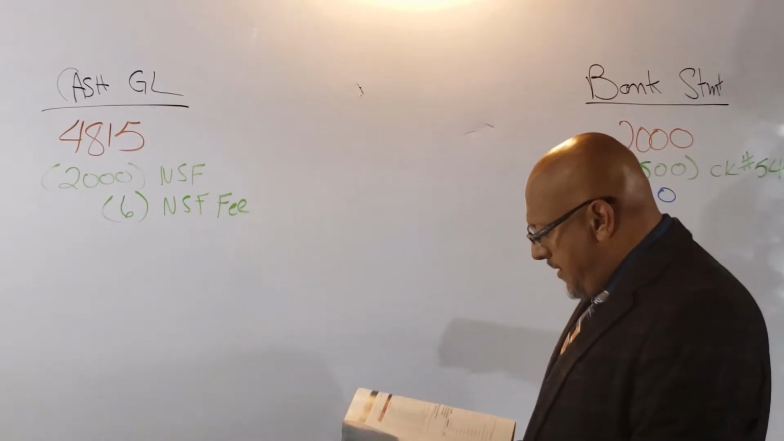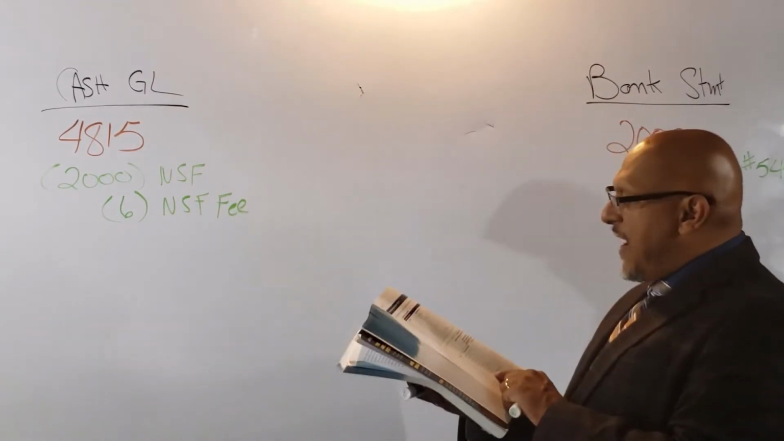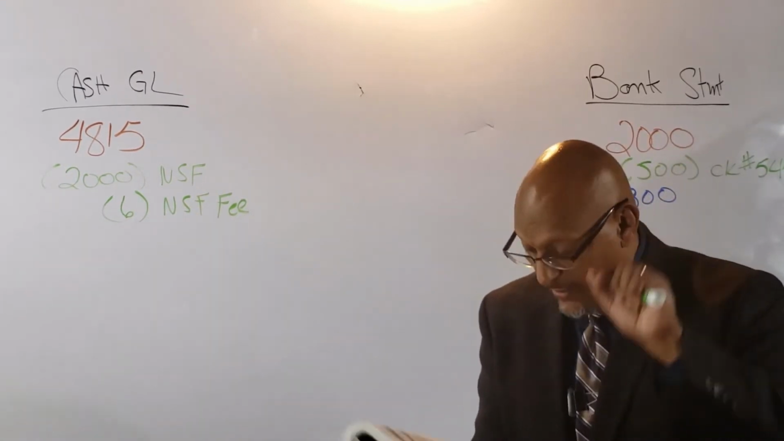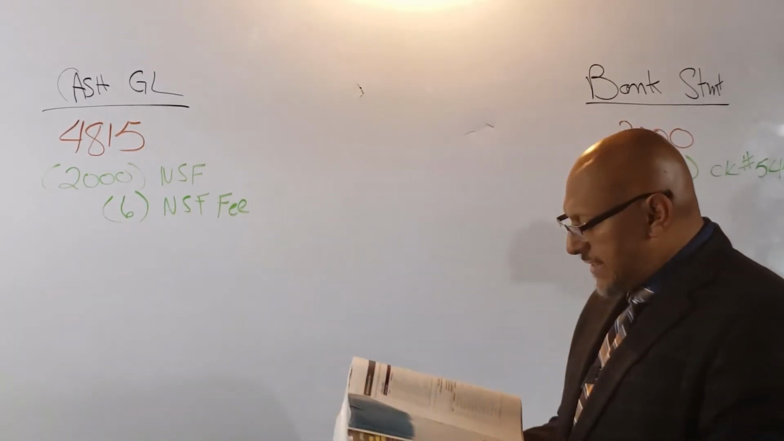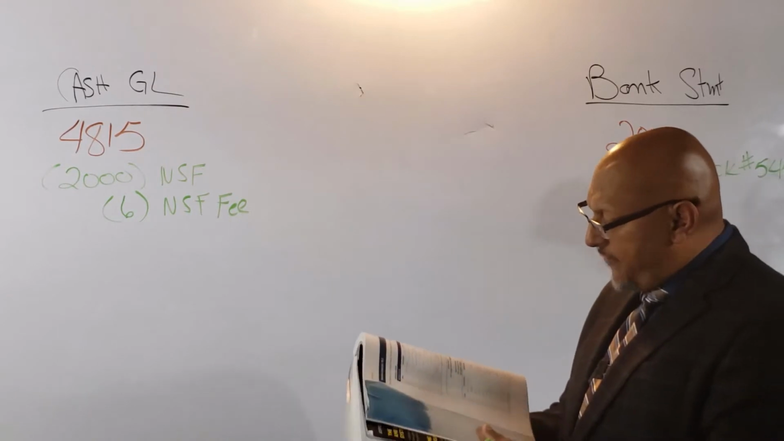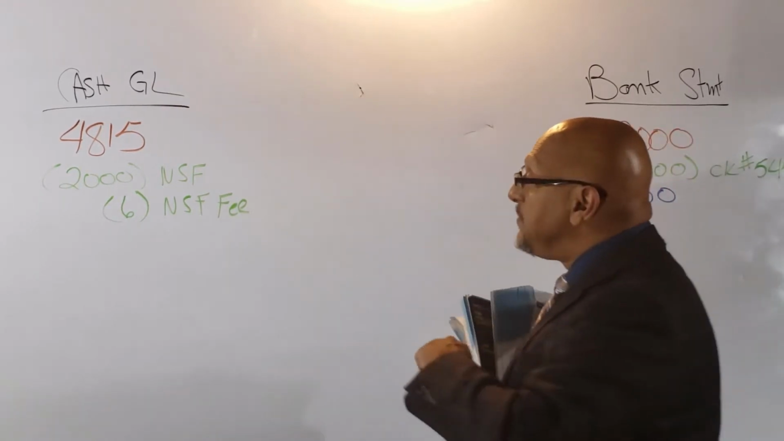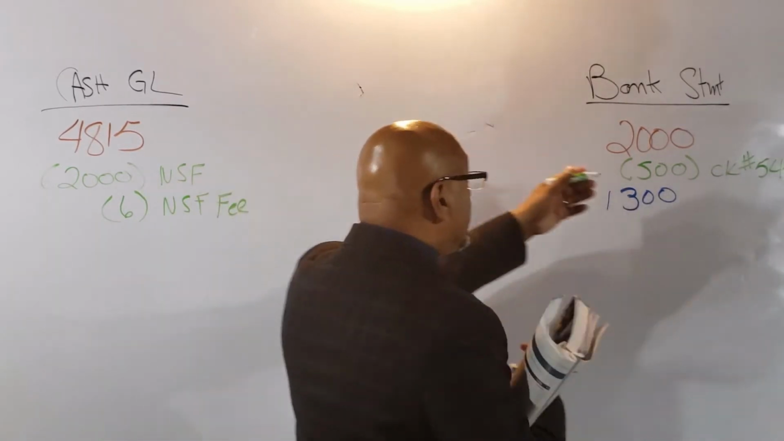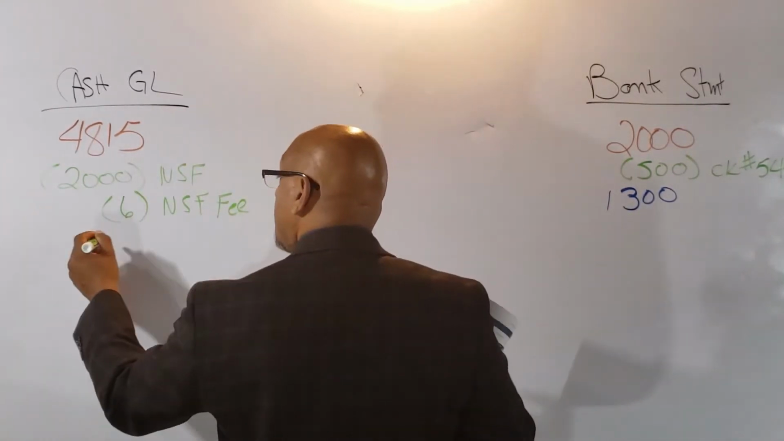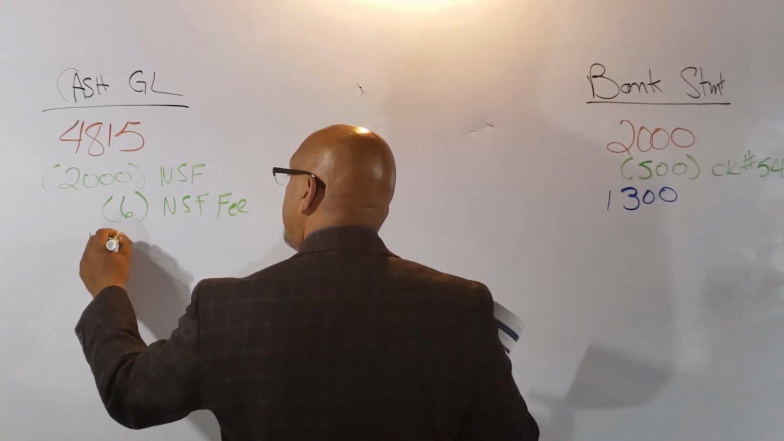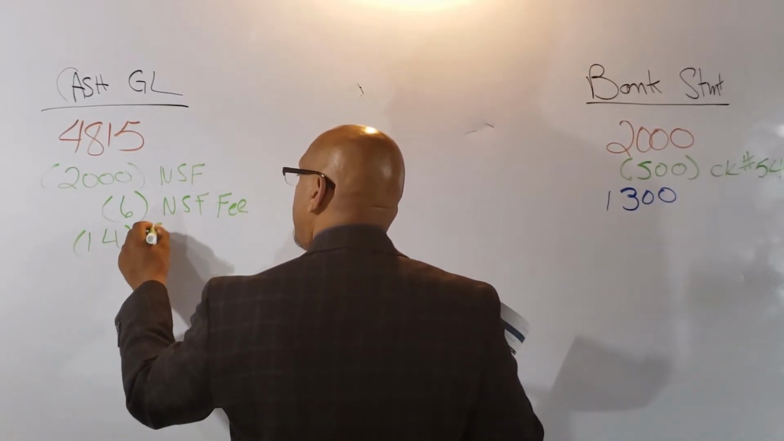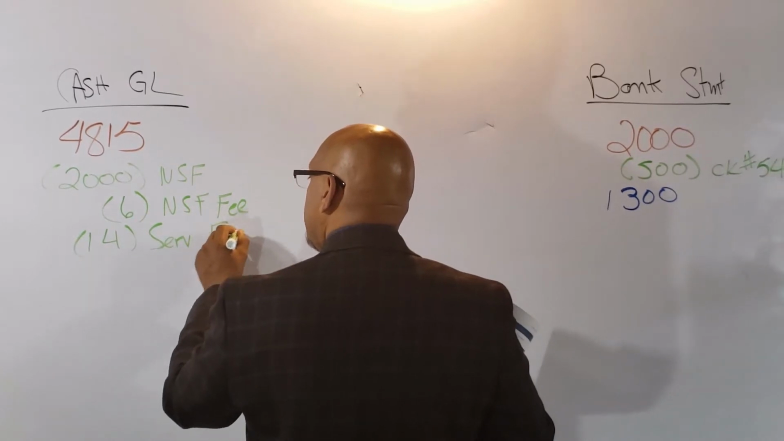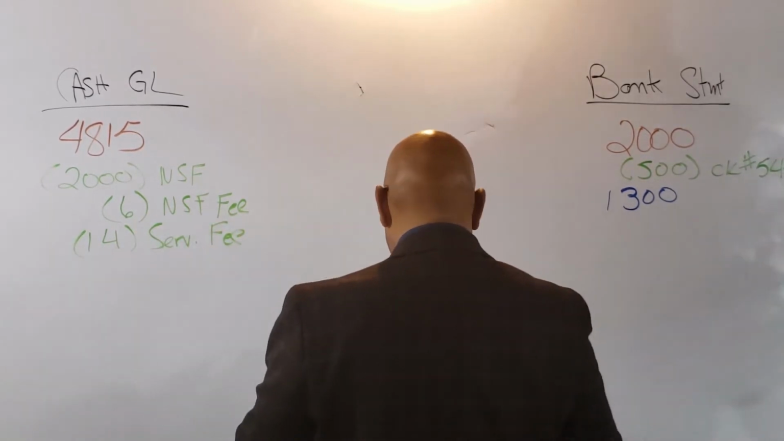The next item here is check number 544 in 110. Is that in the GL? Check, check. The last item here is a service charge of $14. That is being taken out of the bank statement, but it's not in here. So we have to take it out of this side. And I'm going to put it as SERV fee for service fee.